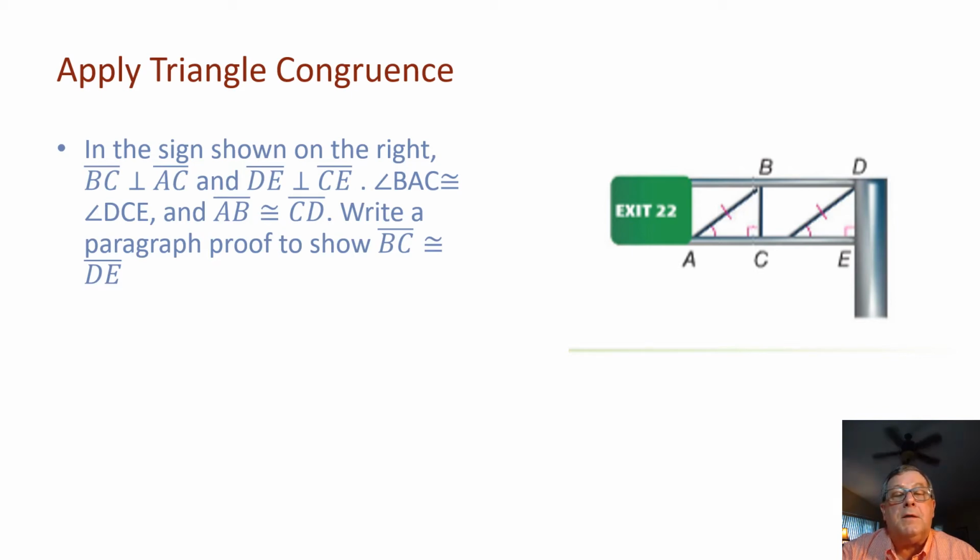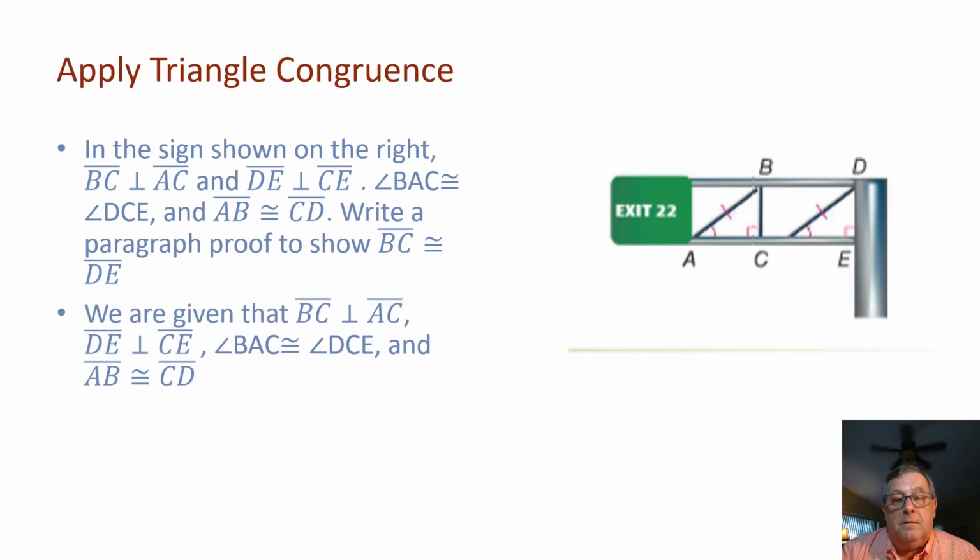Well, how about this? Segment AB, and I see the congruency tick mark, is congruent to segment CD. Angle, angle, side. I'm looking pretty good. Write a paragraph proof to show that segment BC is congruent to segment DE. So why don't we get started?